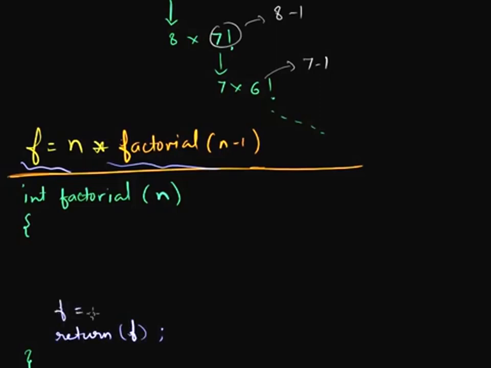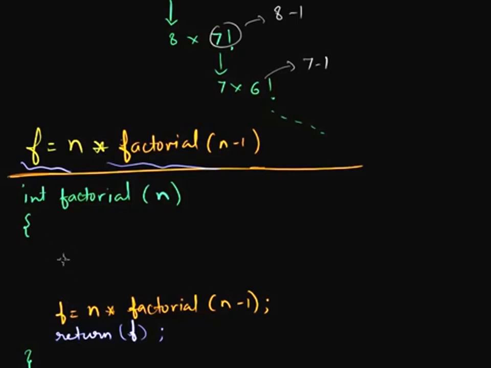So f is equal to n into factorial of n minus 1. Now this is a recursive call. The control will go again to the factorial function. It will call the factorial function again. Now it forms an infinite loop, right? But we have to stop an infinite loop. Otherwise it will go on running and running, and it will never stop.